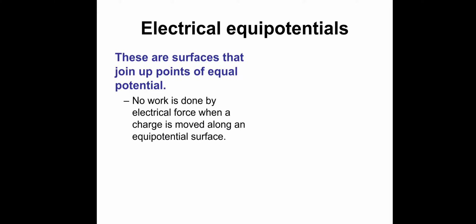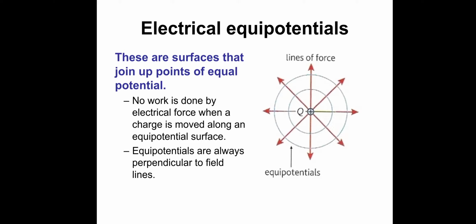So electric equipotentials, the exact same as gravitational equipotentials, but just electric instead of gravitation. These are surfaces that join points of equal potential, and no work is done by the electric force when a charge is moved along an equipotential surface. And equipotentials are always perpendicular to the field, the exact same as when we deal with mass and gravitational fields.